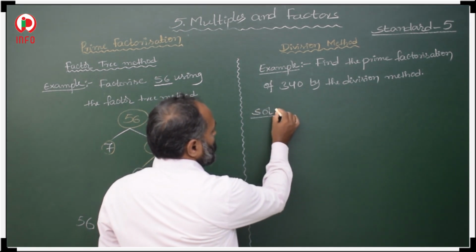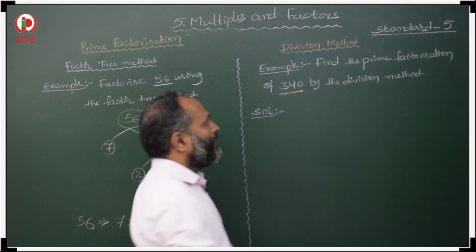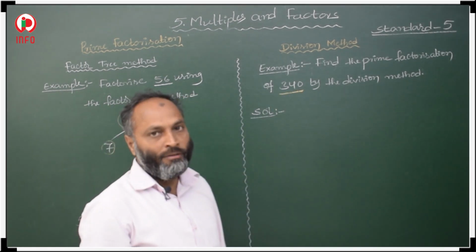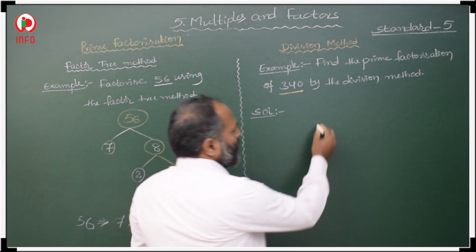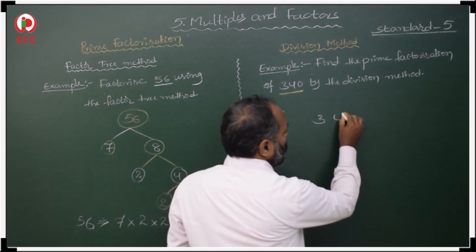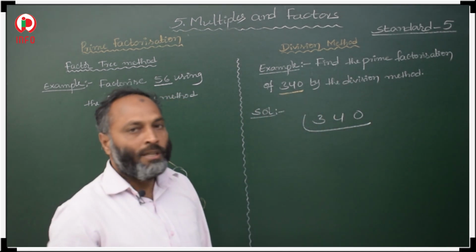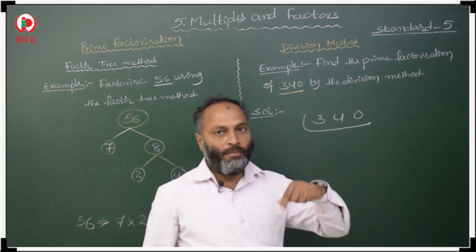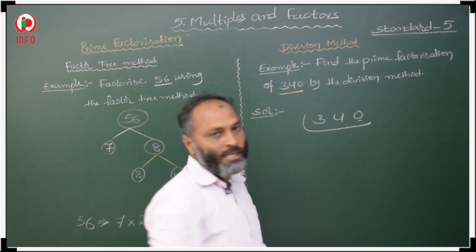So first of all, what is the number given here? 340. This number we have to write as a product of prime factors using the division method. First you take 340. Now first you check whether the given number is an even number or an odd number. Here the last digit is 0, so it is an even number.